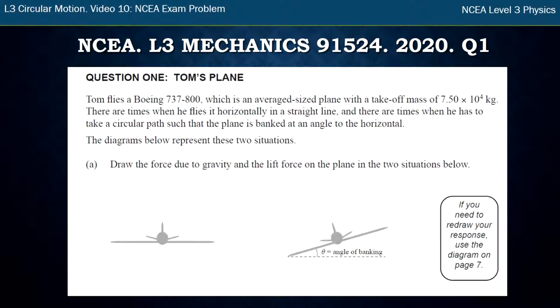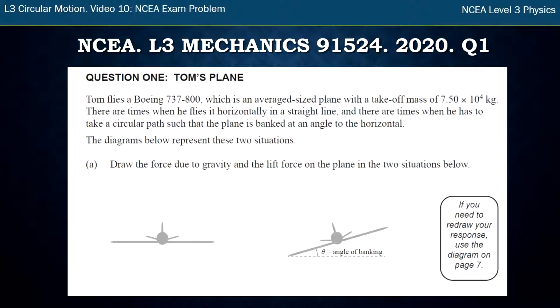So in this question, Tom has a plane, which they give us the mass of 7.5 by 10 to the 4. If you're not okay with that, you should practice putting that into just normal kgs. So that would be 75,000 kgs. There are times when he flies horizontally in a straight line, and there are times when he has to take a circular path, such as when the plane is banked at an angle to the horizontal. The diagrams represent the two situations. So we've got straight on and banking. Draw the force due to gravity and the lift force on the plane in the two situations below.